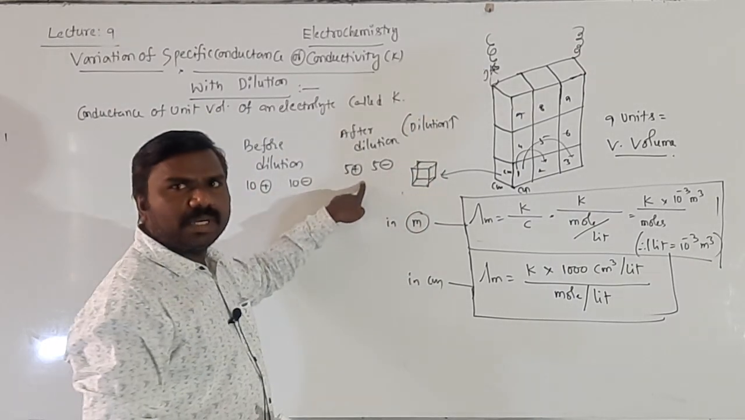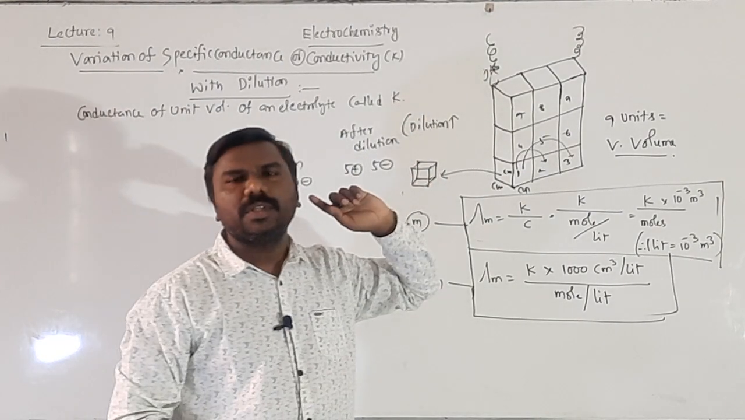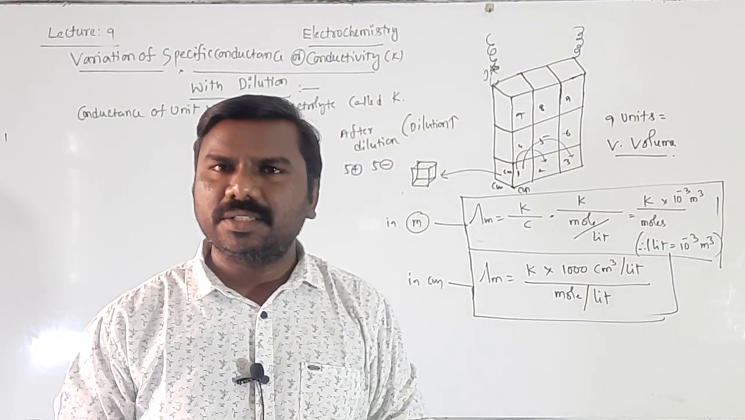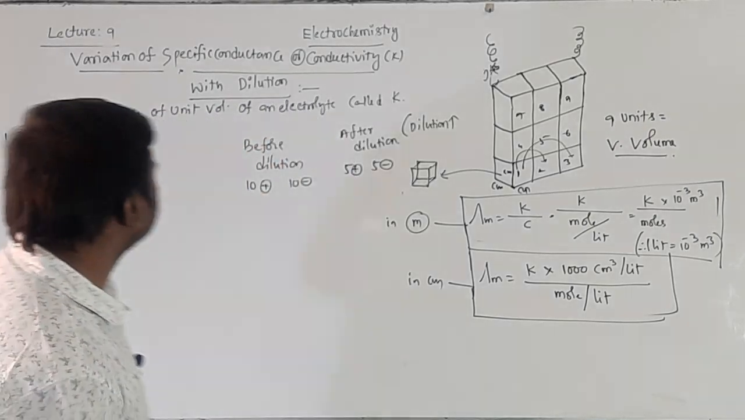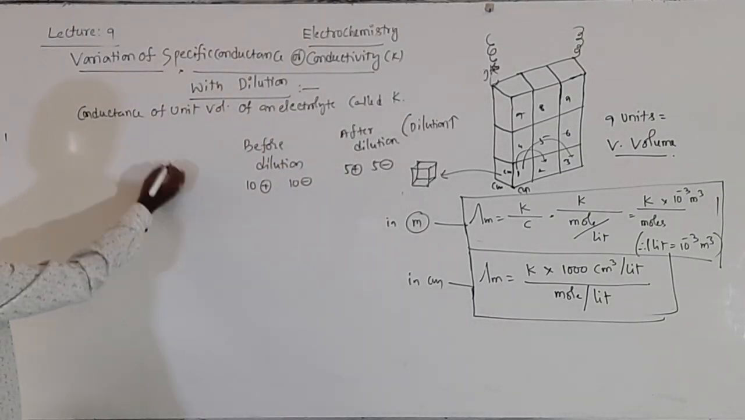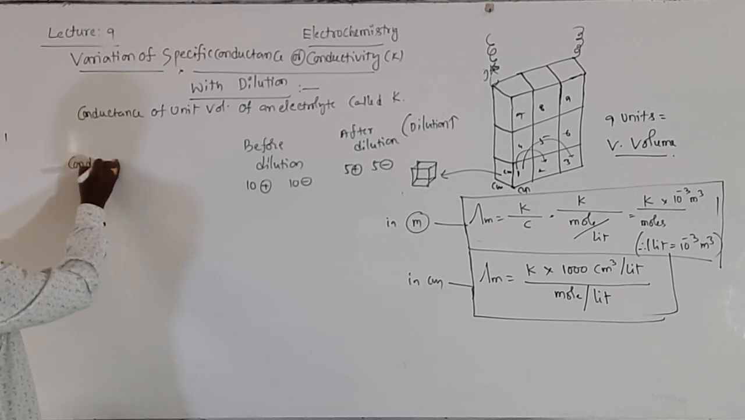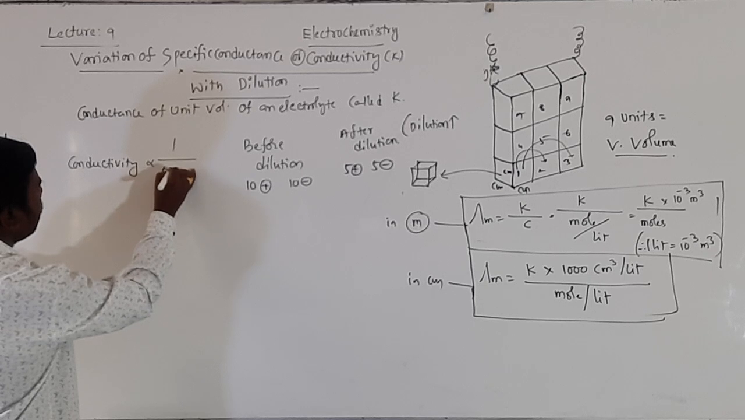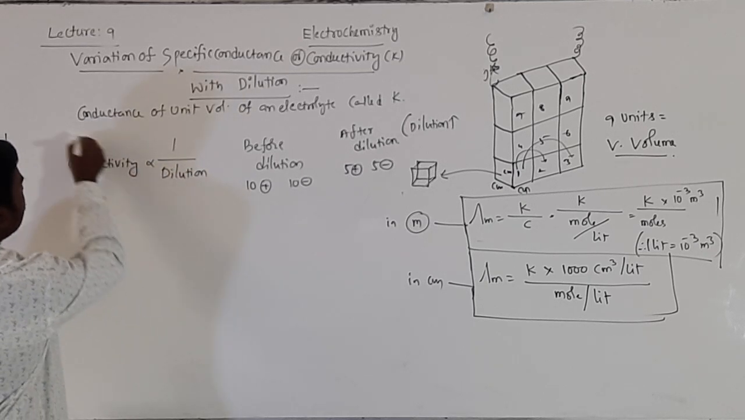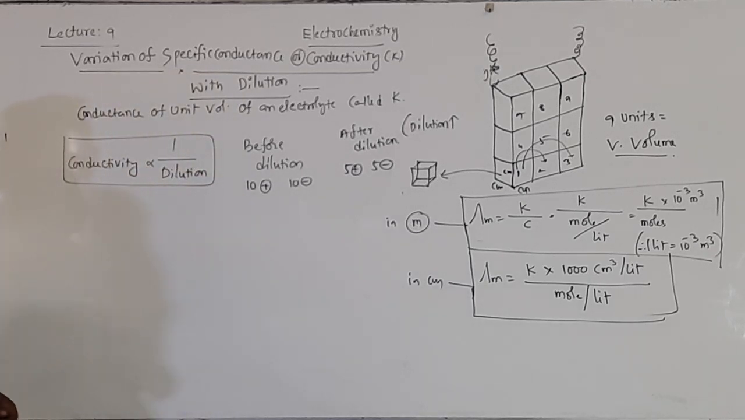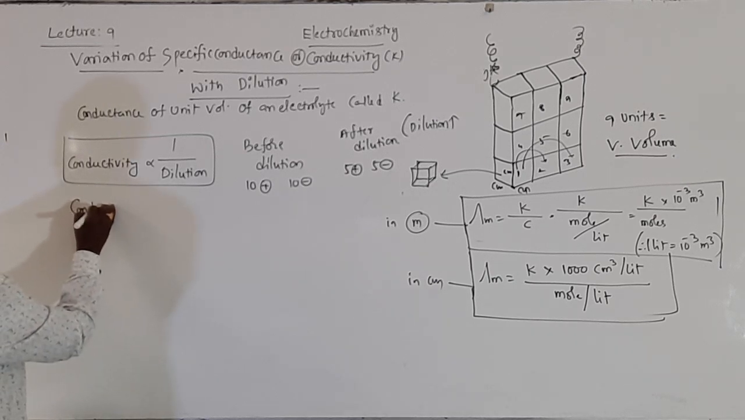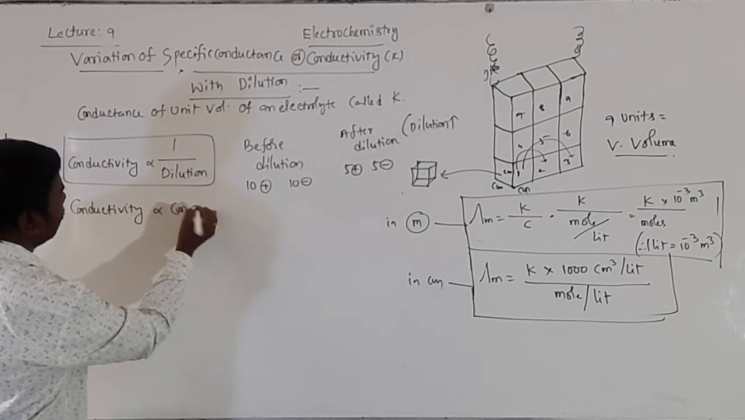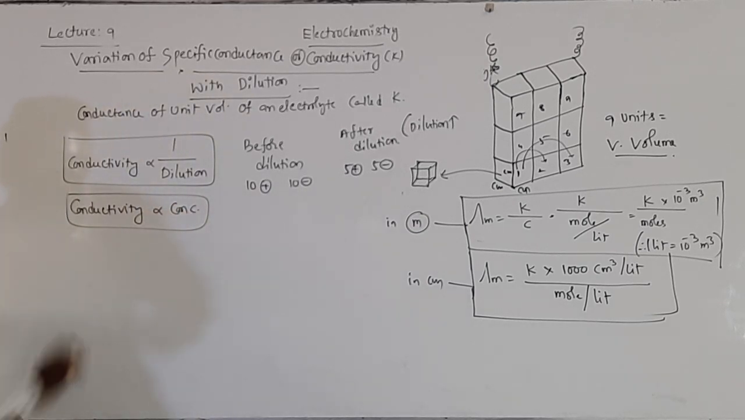Number of ions will be decreased per unit volume to carry current. Hence, conductance will be decreased. Understood all of you? Okay. Conductivity, nothing but K, is inversely proportional to dilution. Otherwise, conductivity K is directly proportional to concentration. Very, very important.